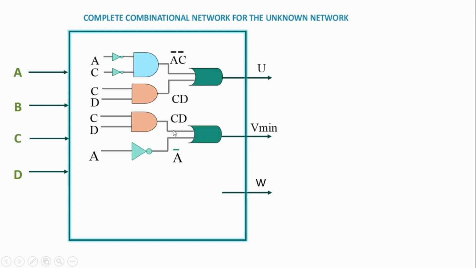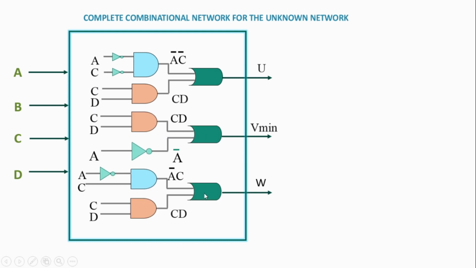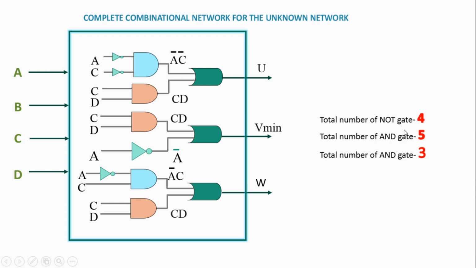Next V, we have V. Next W, we have W, and if we want to complete the circuit which is provided in the question, how many gates are required in this unknown network? 1, 2, 3, 4: 4 NOT gates are required. 1, 2, 3, 4, 5: 5 AND gates are required. 1, 2, 3: 3 OR gates are required.